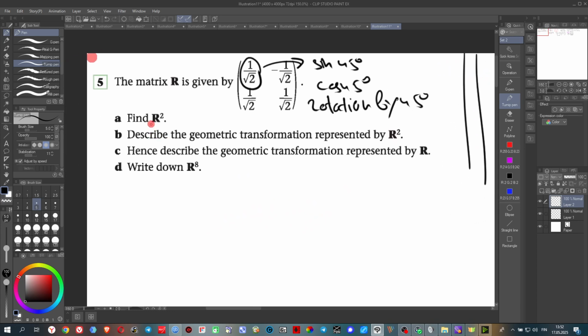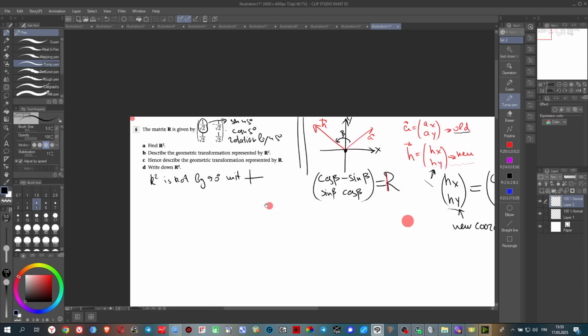So find r square. Of course we can multiply this matrix by itself, but in the same way we can say that r square is actually a rotation not by 45 degrees but two times, so by 90 degrees with respect to origin. So we will write: r square is rotation by 90 degrees with respect to origin. I will not write it to the end. So what is the matrix of rotation by 90 degrees with respect to origin? We have it here. Let's look.